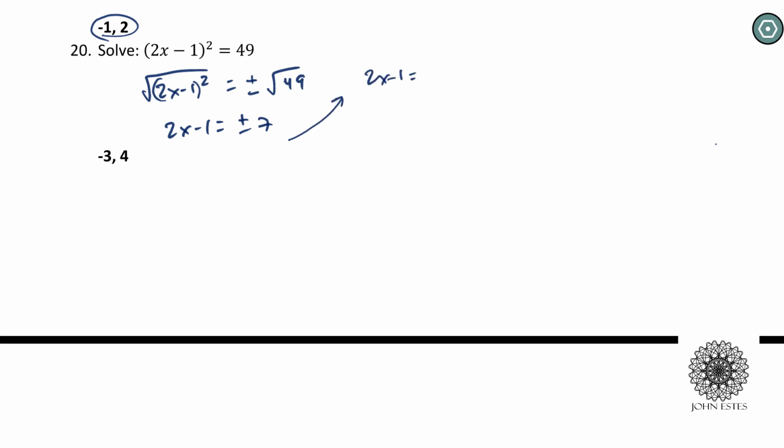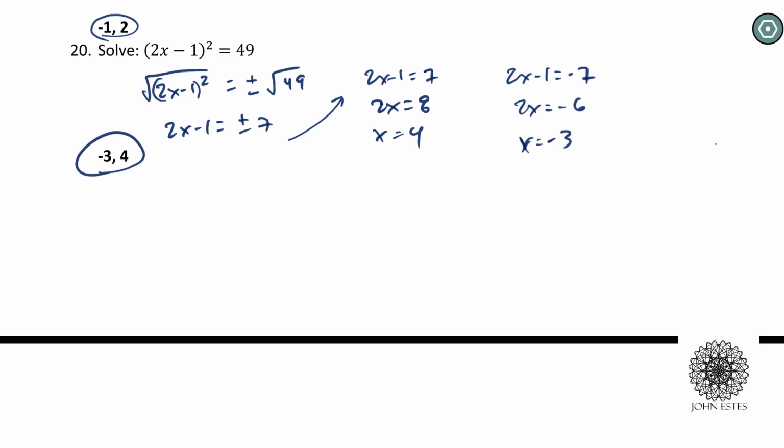The first one is 2x minus 1 equals 7. The second one is 2x minus 1 equals negative 7. So the first one, I end up with 2x equals 8, or x equals 4. And the second one, I end up with 2x equals negative 6, or x equals negative 3. And there are my two solutions.